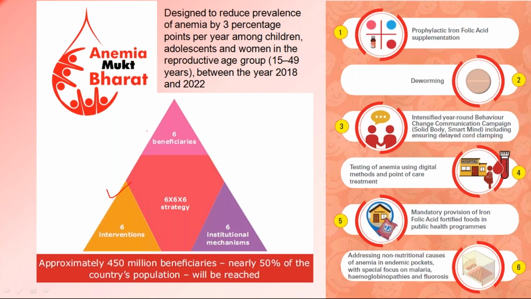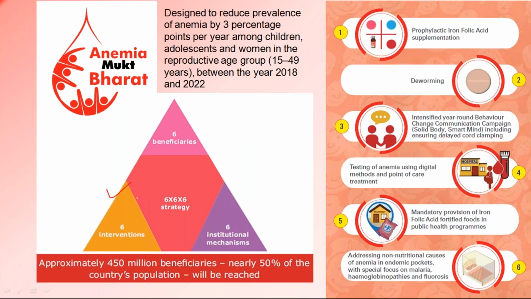And don't bother about the beneficiaries. All the various age groups are divided: first, children below 6 months to 5 years; second, school-going children; third, adolescents; fourth, pregnant mothers; fifth, lactating mothers; and sixth, women in the reproductive age group who are not pregnant or lactating. Like that, all 6 groups are covered. And the 6 institutional mechanisms are at various levels: district level, state level, national level, and a central portal. There is a website, and all these things are covered under the institutional mechanisms.